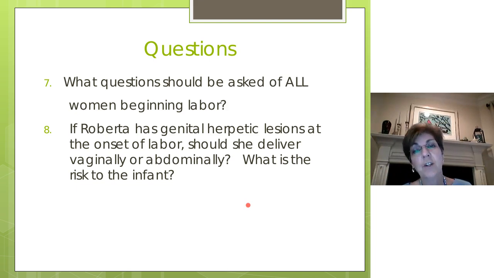If Roberta has genital herpetic lesions at the onset of labor, should she deliver vaginally or abdominally, and what is the risk to the infant? Abdominally, she should have a C-section, and the risk is transmission of herpes to the infant, which can be very serious because they can get neurologic symptoms and everything. They can get meningitis. Okay, so anyone that had positive symptoms or lesions is going to have a C-section.